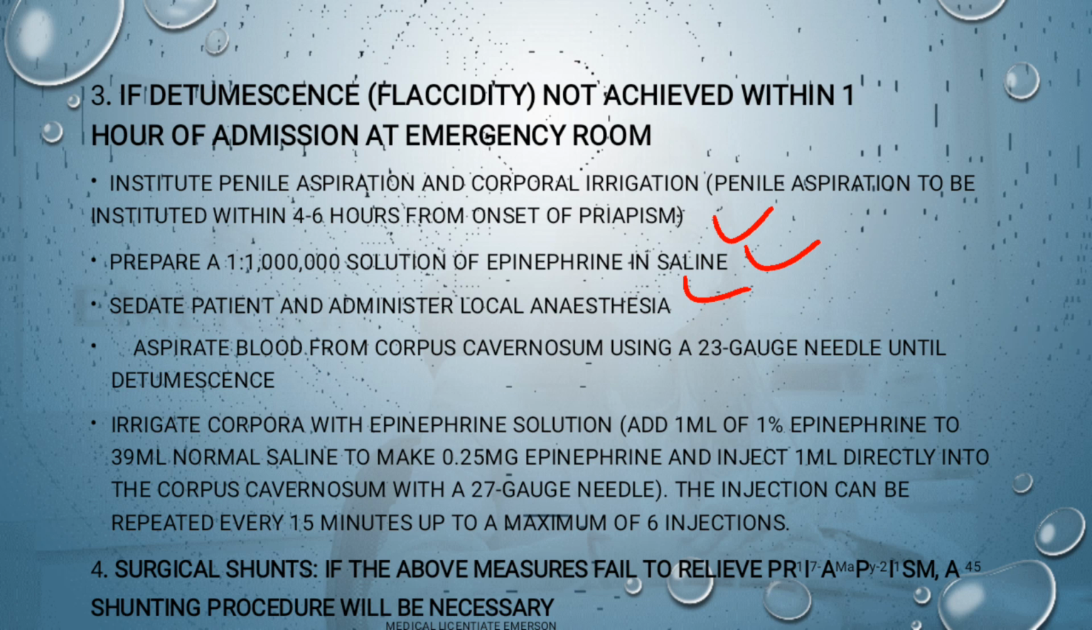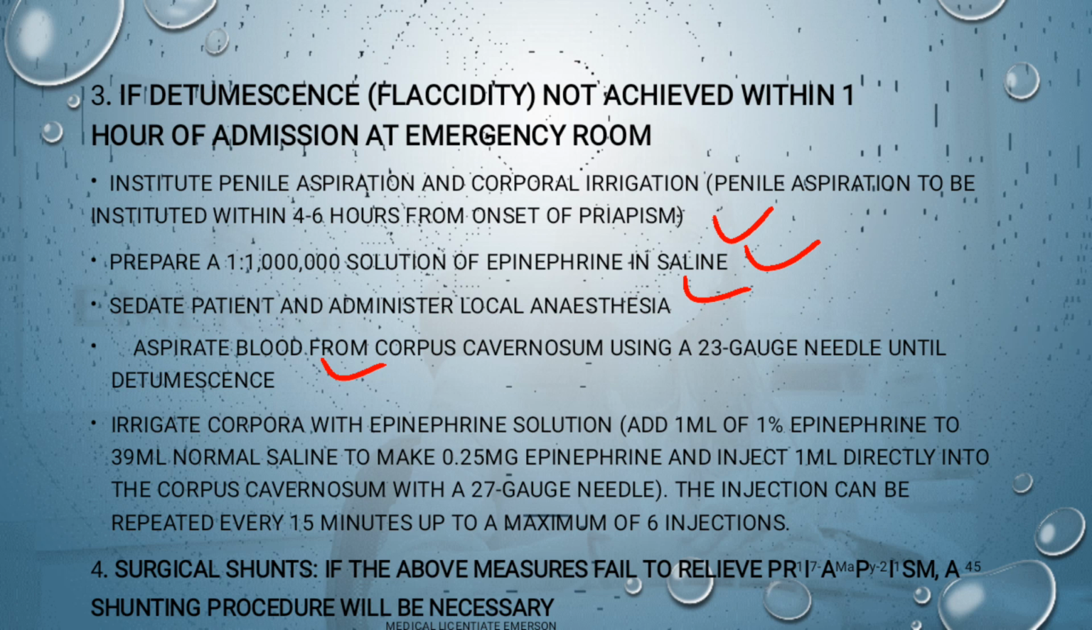Then you have to aspirate blood from the corpus cavernosum using a 23 gauge needle until flaccidity is achieved. Then you have to irrigate the corpora with epinephrine solution. Add 1 ml of 1% epinephrine to 39 ml of normal saline to make 0.25 milligram epinephrine, and inject 1 ml directly into the corpus cavernosum with a 27 gauge needle.